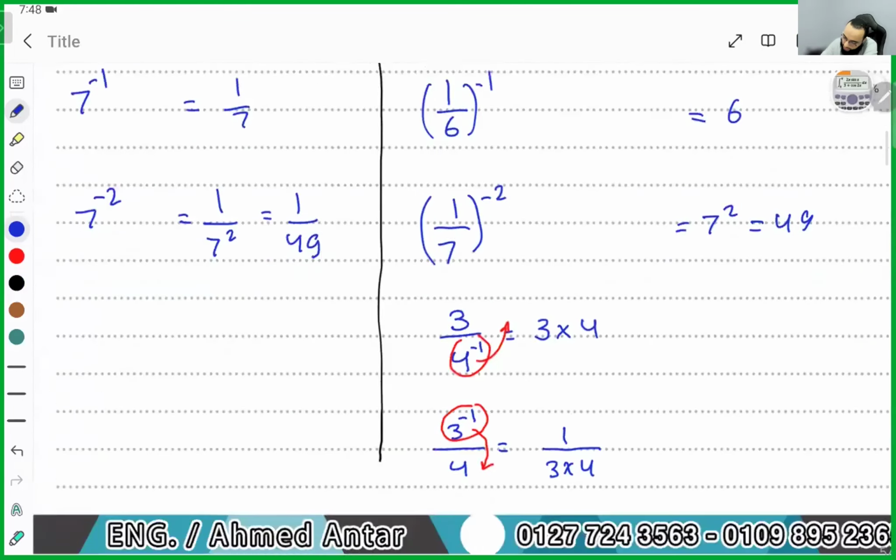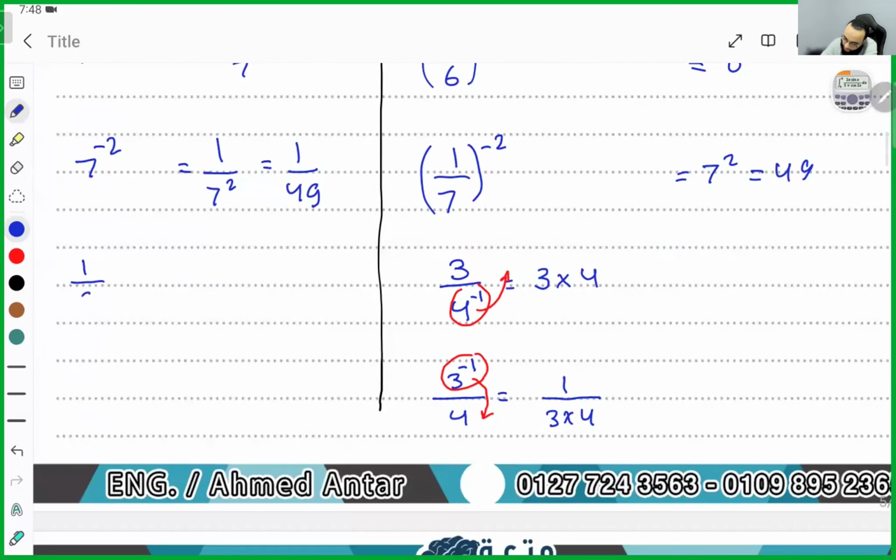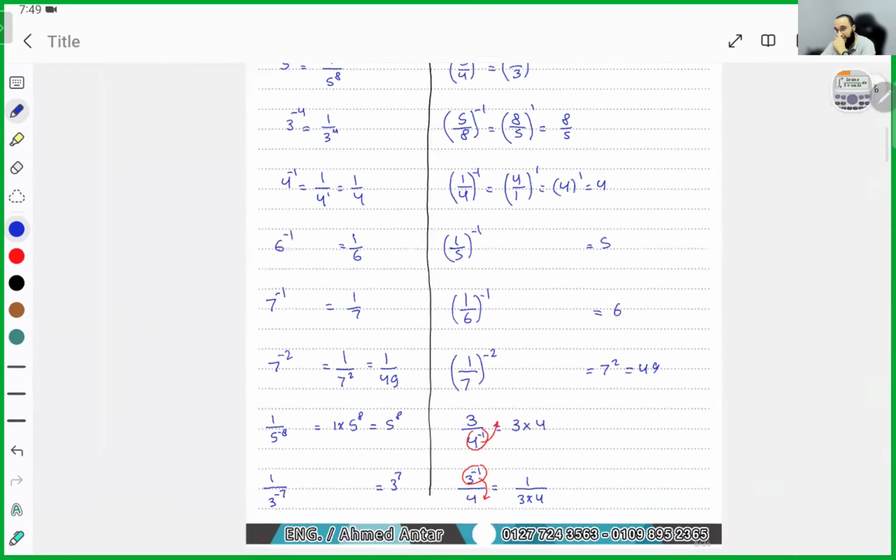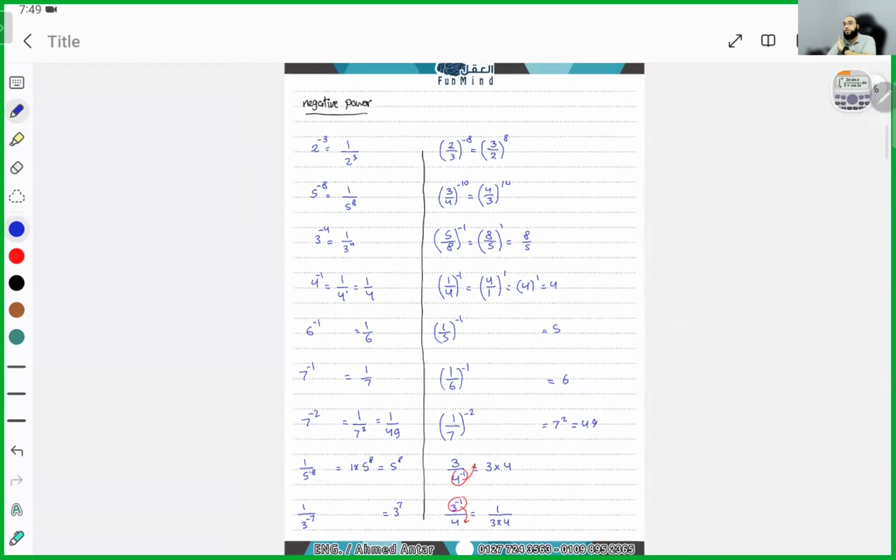Another one. If it is something like 1 over 5 power of negative 8, you can write it as 5 power of 8 only. It's 1 times 5 power of 8, which is 5 power of 8. If you have 1 over 3 power of negative 7, it's going to be 3 power of 7. That's it. Okay? So if the number is in the numerator and has a negative power, put it in the denominator and delete the negative power. And if it is in the denominator, put it in the numerator without the negative power. You good? Okay? Yes.